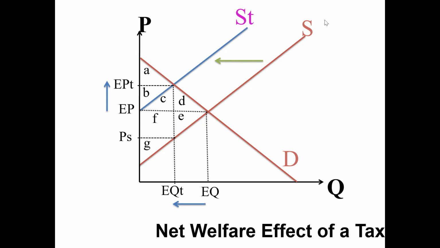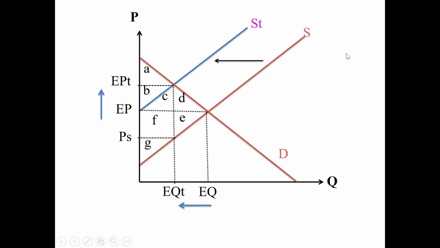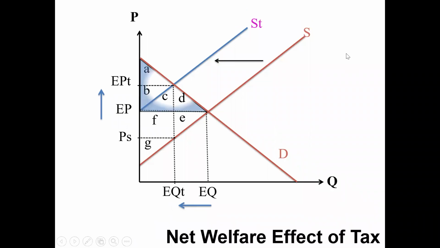Out of the letters A, B, C, D, E, F, G, which letters represent consumer surplus area before tax? A, B, C, D. All right. A, B, C, D is the consumer surplus before tax. Okay, good. Now tell me, Sandamini, which areas represent consumer surplus after tax?